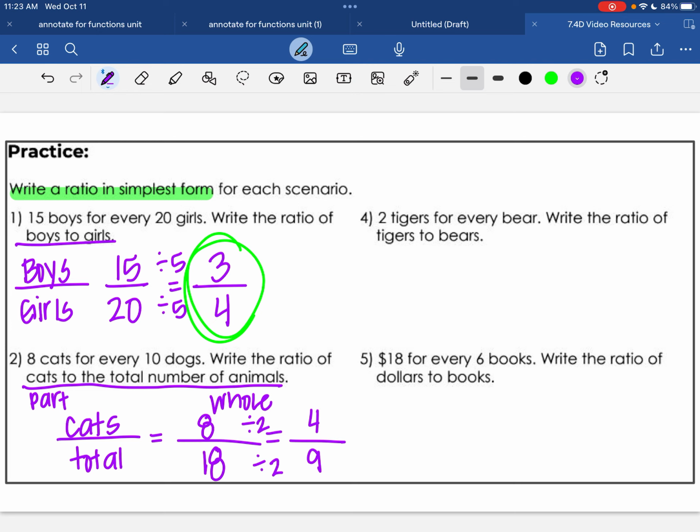So I want you to pause this video and I want you to take your time to now write the ratios for 4 and 5 and express them in simplest terms.